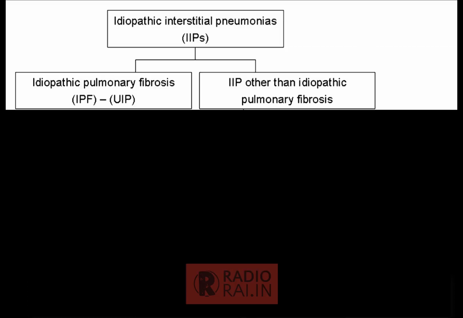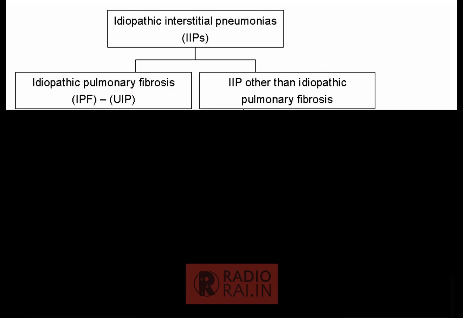So whenever we see idiopathic interstitial pneumonia, first we divide it whether it is idiopathic pulmonary fibrosis or other idiopathic interstitial lung disease. Now, idiopathic pulmonary fibrosis is a diagnosis when there is no cause. So that's why I call it idiopathic. Whatever pattern that we see in the lung is called unusual interstitial pneumonia. Both mean almost the same.